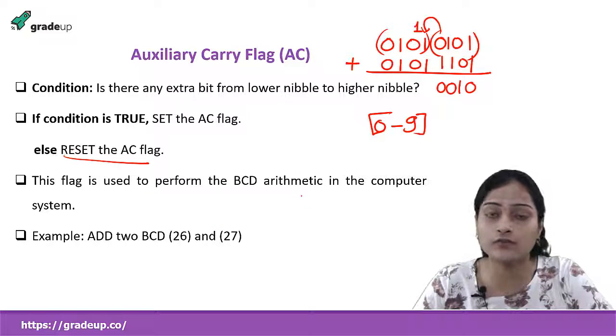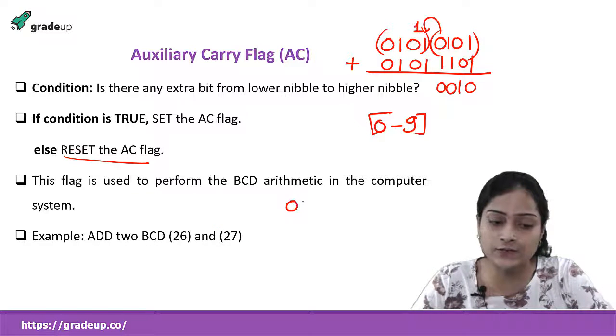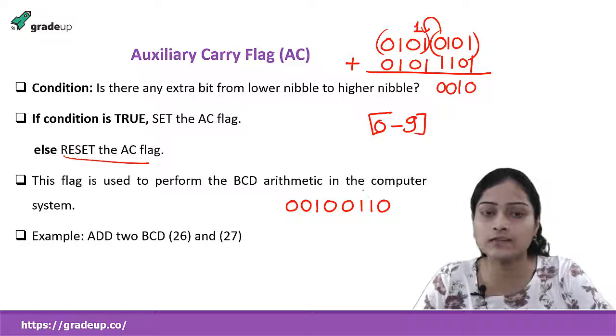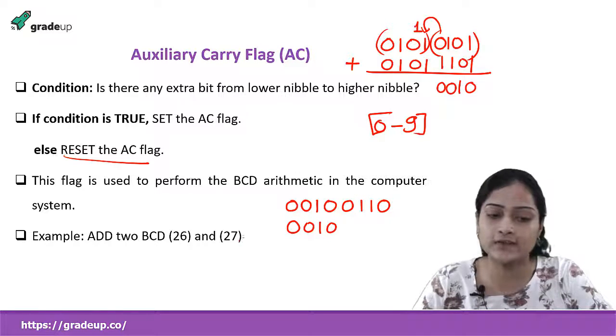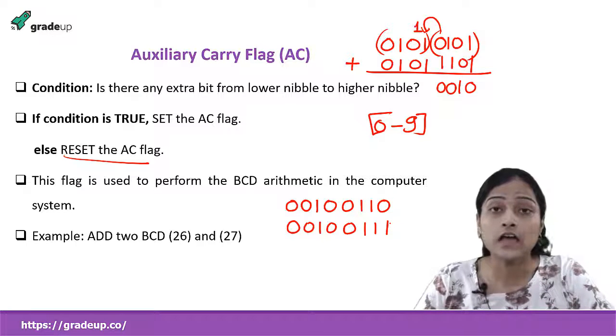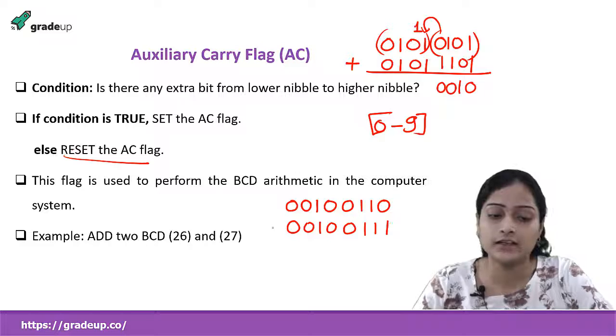So represent it along with me. 2 will be represented by using 4 bits: 0010. 6 again will be represented by using 4 bits: 0110. 27 again is 0010 and 7 again is 0111. Now the operation is add, then we have to perform addition over here.